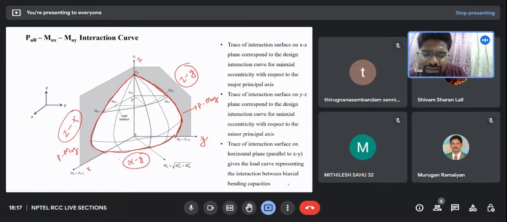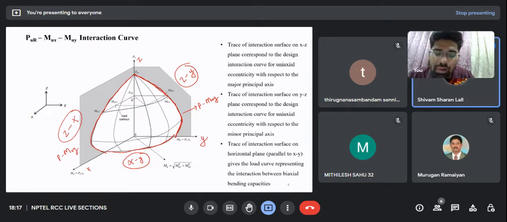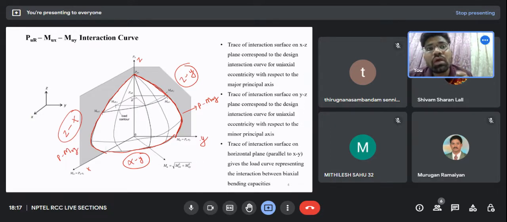What does this plane give me? Biaxial bending. A better way to say it is, the XY plane will give me biaxial bending corresponding to a value of load. So you can see for different values of load, I will have these biaxial combinations of moment. Did you see what I am trying to say?